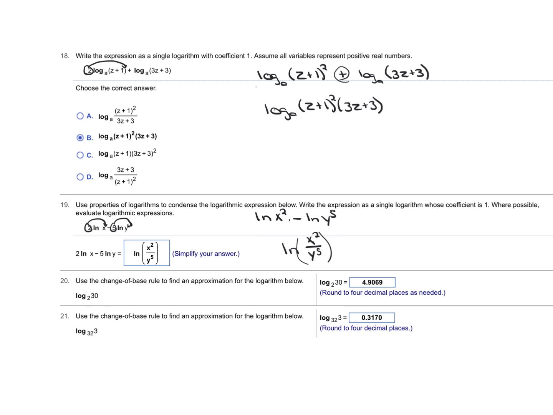Remember the change of base rule is just the log of 30 divided by the log of the base, so log of 2. Let's just type it in your calculator and see what you get. The last one would be log of 3 divided by the log of 32. Type it in your calculator and see what you get. Okay, good luck.